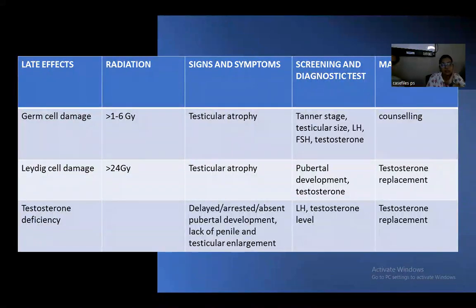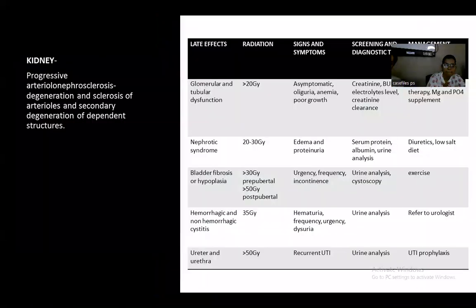Now, we can see the different effects on germ cell damage. Germ cell damage is seen when the radiation increases to more than 1 to 6 gray. It presents as testicular atrophy. We can screen it by Tanner's staging, testicular size, LH, FSH, and testosterone, and accordingly we have to counsel the patient. In case of Leydig cell damage that presents as testicular atrophy, we can manage it by testosterone replacement. Also, in case of testosterone deficiency, we can replace it with testosterone.